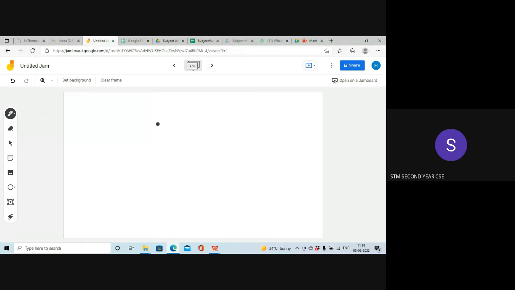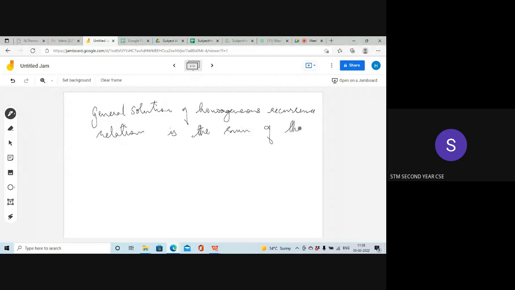So the general solution of a non-homogeneous recurrence relation is the sum of the homogeneous solution and its particular solution. So this is the basic idea behind this.